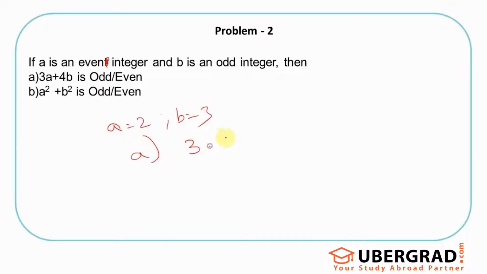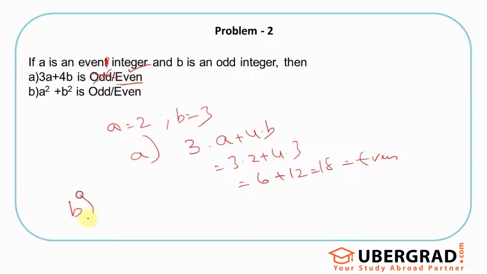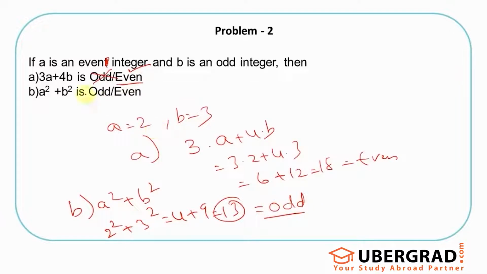First question is 3 into a plus 4 into b. That's 3 twos plus 4 threes. So 6 plus 12 is 18. So it's basically an even number, right? And the next one is talking about a square plus b square. So let me again take 2 square plus 3 square is 4 plus 9 is 13. It's basically an odd. So this is the answer for a square plus b square.